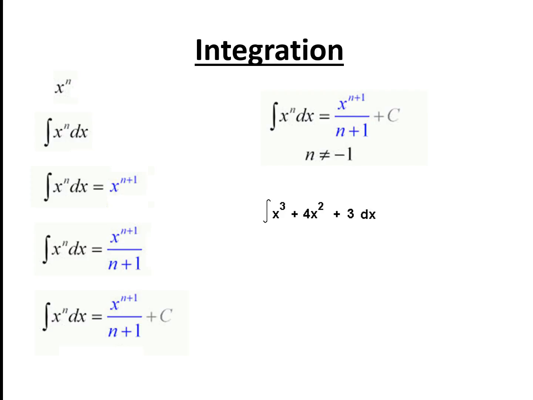So let's do a quick example. What we want to do is add 1 to each of the powers to make this 4, to make this 3, and this would be times by x to the power of 0, so add 1 to the power, you get x to the power of 1. And in doing so, we then divide by the powers, so divide by 4, divide by 3, and divide by 1, and don't forget the plus c.